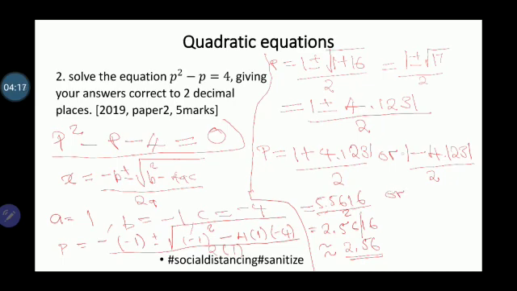Or this side, if we subtract this, we get negative 3.1231 over 2. And this will give us negative 1.5616. We are cutting there for us to get 2 decimal places, and this is approximately negative 1.56 as your answer. So you would have found your solutions.